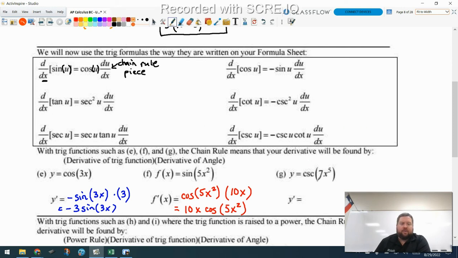All right, last one. The derivative of cosecant is negative cosecant of the inside, cotangent of the inside, multiplied by the derivative of the inside. Okay, I'll probably rewrite that as negative 35x to the 4th, cosecant of 7x to the 5th, cotangent of 7x to the 5th.